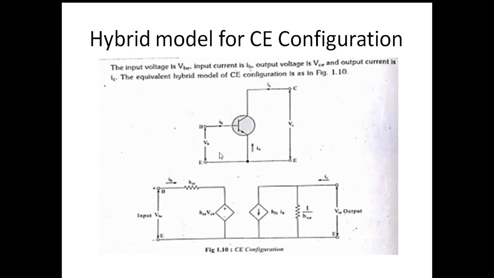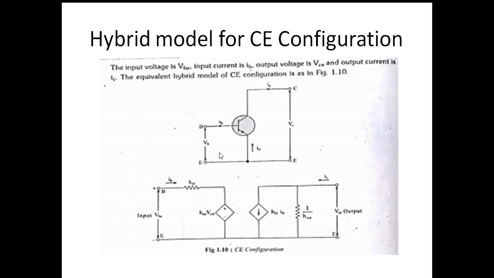In a two-port network, the input port consists of two terminals, base and emitter. The output port consists of two terminals, collector and emitter. The input voltage is VBE. Input current is IB. Output voltage is VCE. And output current is IC.